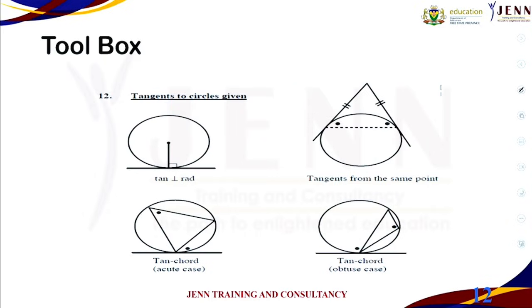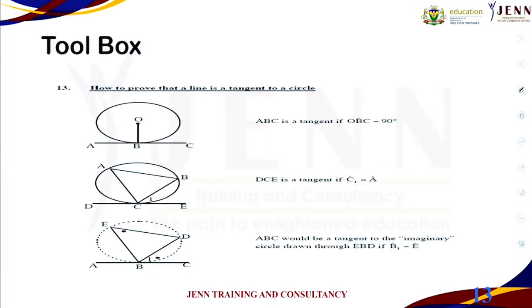And then again, if you are given a tangent, you know the tan-chord theorem, where now we will be having an angle between a tangent and a chord, which is this angle, being equal to the angle in the alternate segment. So tan-chord could either be an acute case or an obtuse case. And then this is, I believe, our last slide on our toolbox.